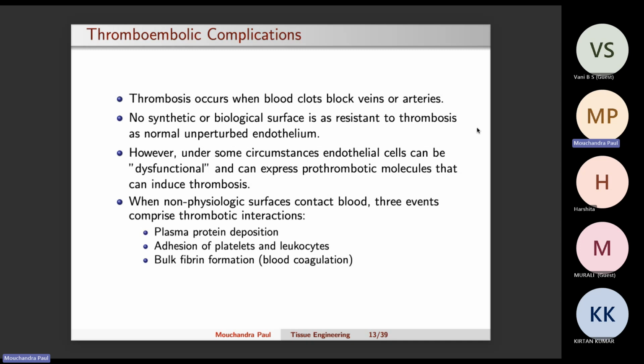But suppose due to a condition like atherosclerosis, where cholesterol has deposited in your blood vessel, people usually implant vascular stents. At the stent surface, or due to the presence of the stent, thrombosis can happen because it is disrupting the continuous endothelial layer. Sometimes, if the endothelial cells become dysfunctional, they can also secrete some prothrombotic molecules that induce formation of a blood clot, and thereby thrombosis.